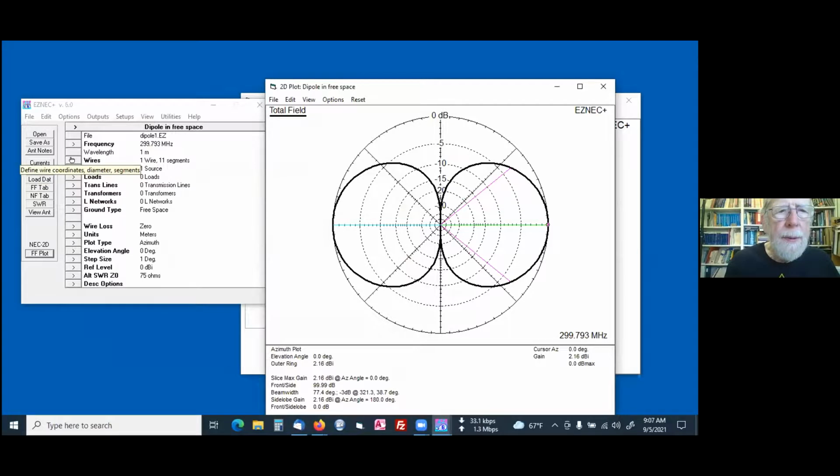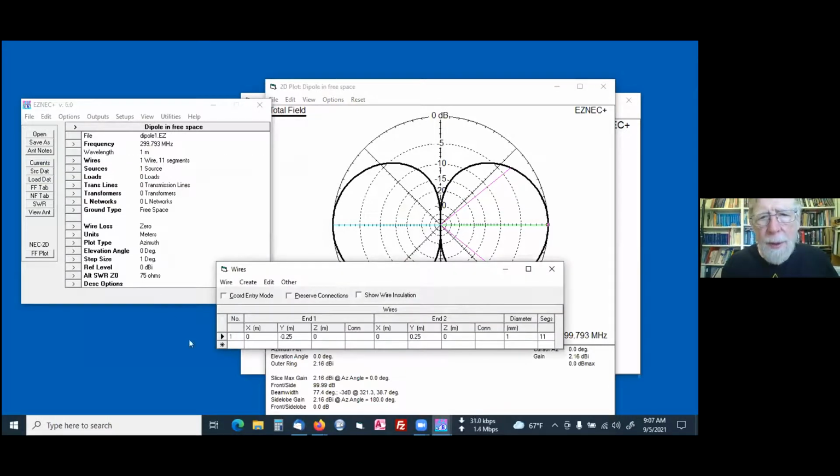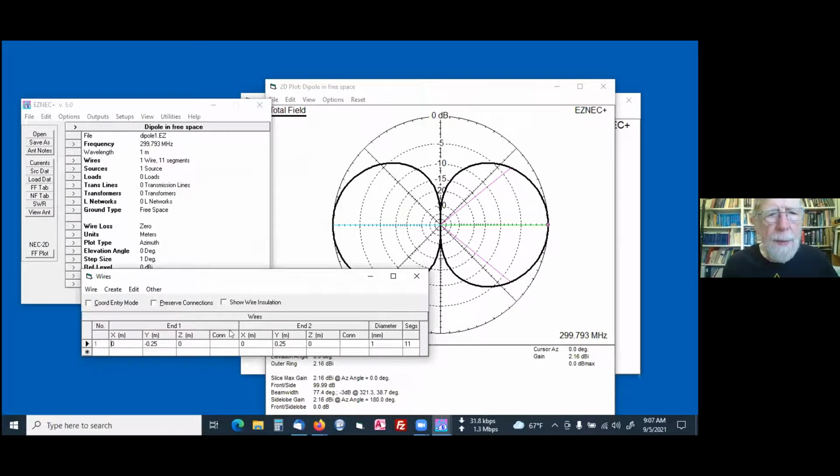And right now, since I said that it's a wavelength of 1 meter, the length of the dipole you can see is this dipole extends from minus 0.25 meters to plus 0.25 meters, so it's exactly half wavelength long. Let's go to 0.01 wavelength long, say. So we'll go minus 0.005 to plus 0.005.